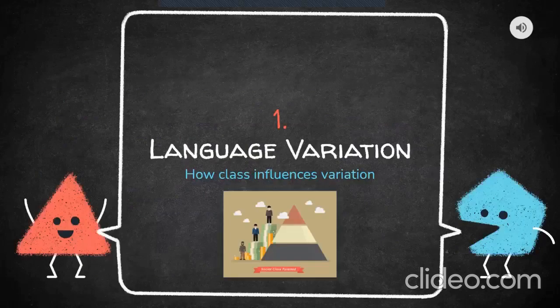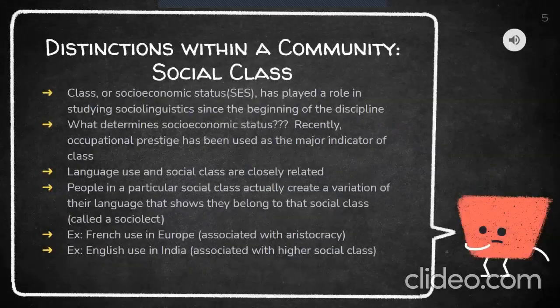Now I'm going to go over a little bit about how class influences variation, which plays a large role. Class, or socioeconomic status, has played a large role in studying sociolinguistics since the beginning of the discipline. So what determines somebody's socioeconomic status?